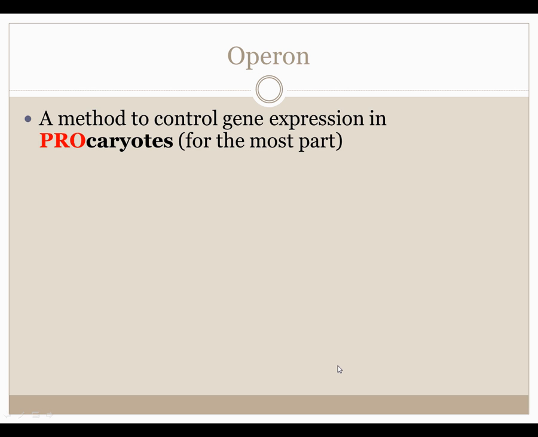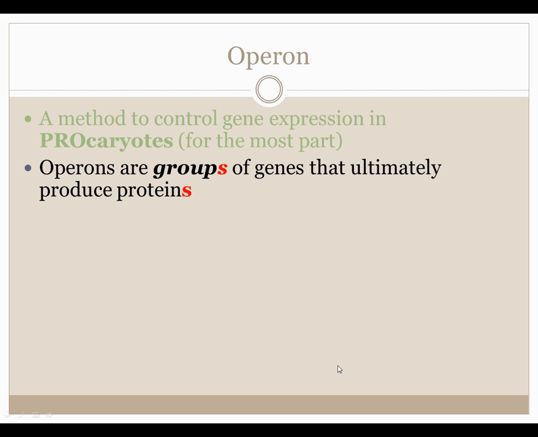Okay, so an operon, think like an engineer. It's a way to control gene expression. There's going to be times where a prokaryote wants to express genes and other times that they don't. Now, operons are in eukaryotes, but recently, in the 90s, they've started finding them in eukaryotes. But for the most part, a lot of the work and the understanding comes from work with prokaryotes. So that's what I'm going to be referring to.